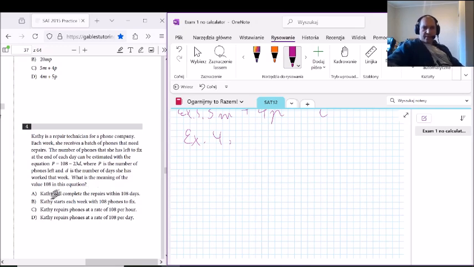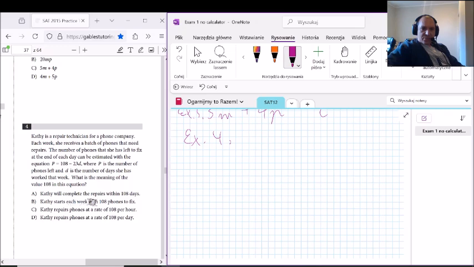Okay, and we have here four answers. So, Kathy will complete the repairs within 108 days. Not really. D is the number of days she has worked that week, so it can be up to 5 probably, or 4, and after 5 it is a negative number, so it doesn't really make sense.